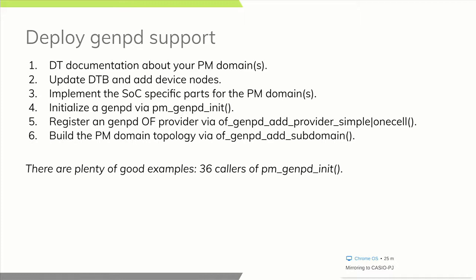So to deploy GenPD support, this is just a bunch of items that is useful to follow. There are a lot of examples in the kernel of how you do this. If you just do git grep for pm_genpd_init, which is the common function that's called for all power domain providers, you'll see there are 36 callers of it. So there's a lot of reference that you can have a look at. But in principle, I would follow this in this order if I would implement support for GenPD for your particular SoC or platform.